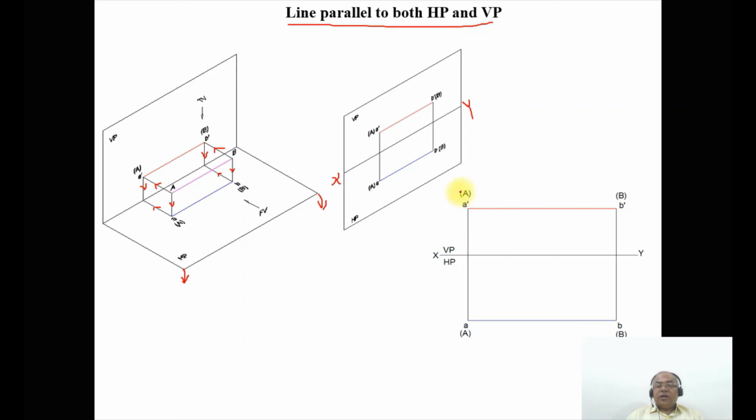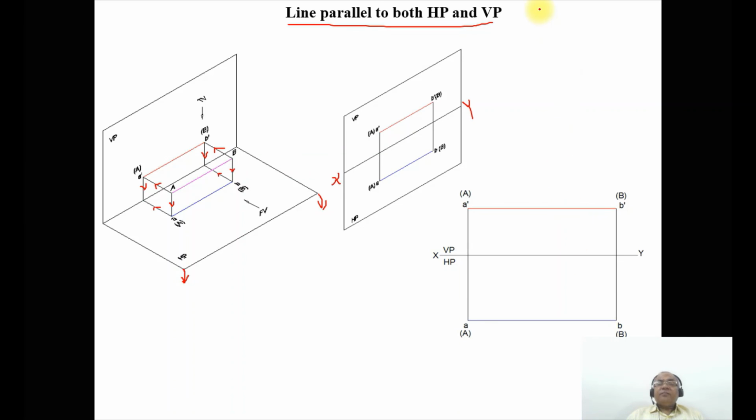In other words, if I want to check whether the front view line is in true length, then I have to look in the top view. In the top view, if the line is parallel to XY, its corresponding front view, a dash b dash, is in true length. That is the reason why we have capital A and capital B here. Similarly, if you want to check whether the top view line is in true length, then I have to look in the front view. If the front view line is parallel, then its corresponding top view is in true length, that is small ab. That is the reason why we have written capital A and capital B.